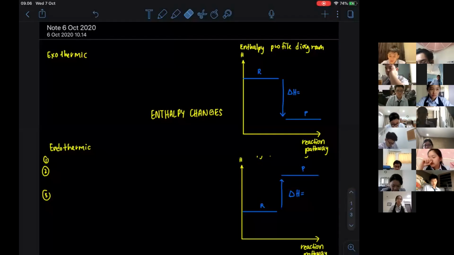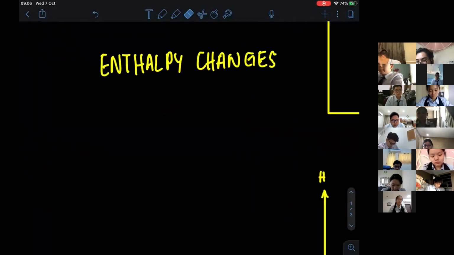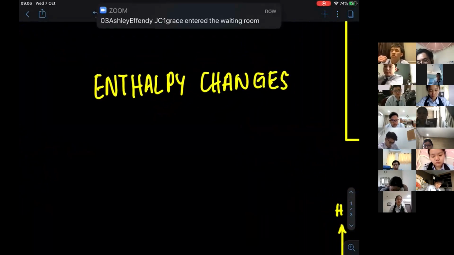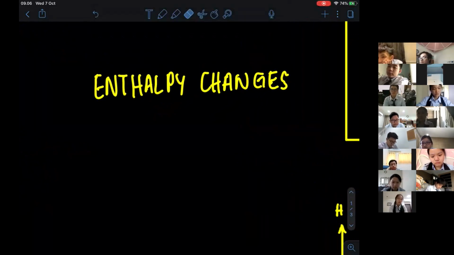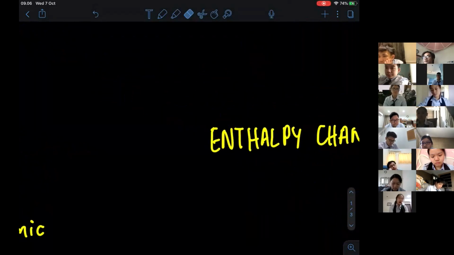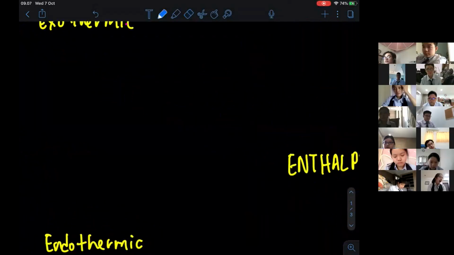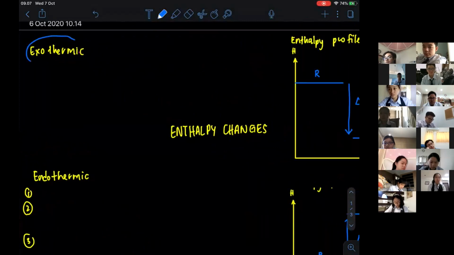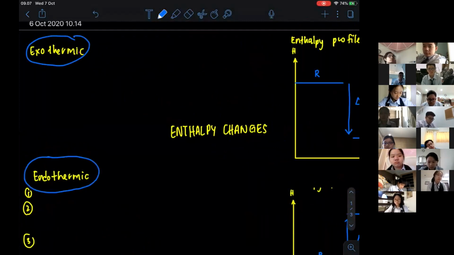So when we look at enthalpy changes, we are going to look into two types of enthalpy change. One is going to be endothermic, and the second one will be exothermic. I have written it here. So we have exothermic reaction, and we also have endothermic reaction.